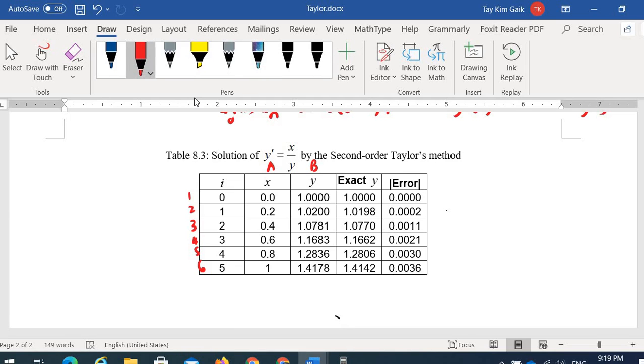This one is cell B1, this is B2. Focus here. Y1 is actually in cell B2, sorry. This is Y0, Y1. Y1 is cell B2. So in cell B2, you type in the equal sign, the red colored equal. Y1 depends on your Y0 plus h, which is 0.2, times X0 divided by Y0. This is the Y prime from the equation.